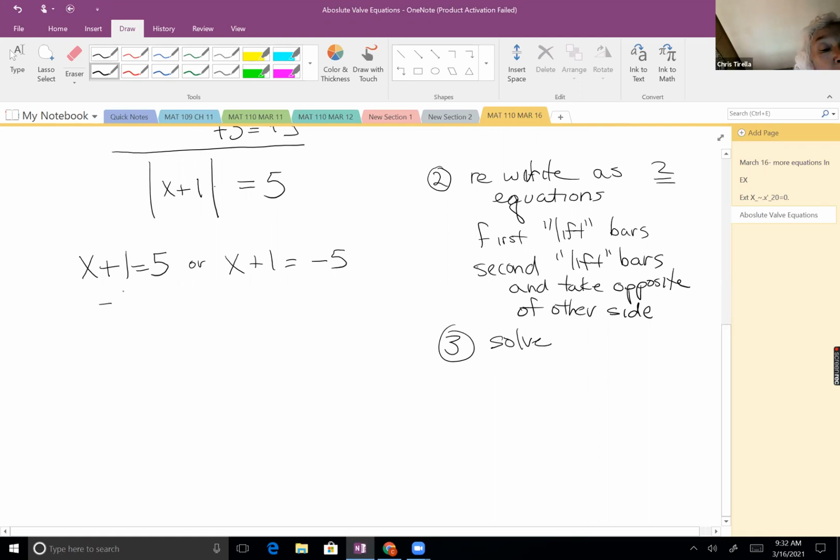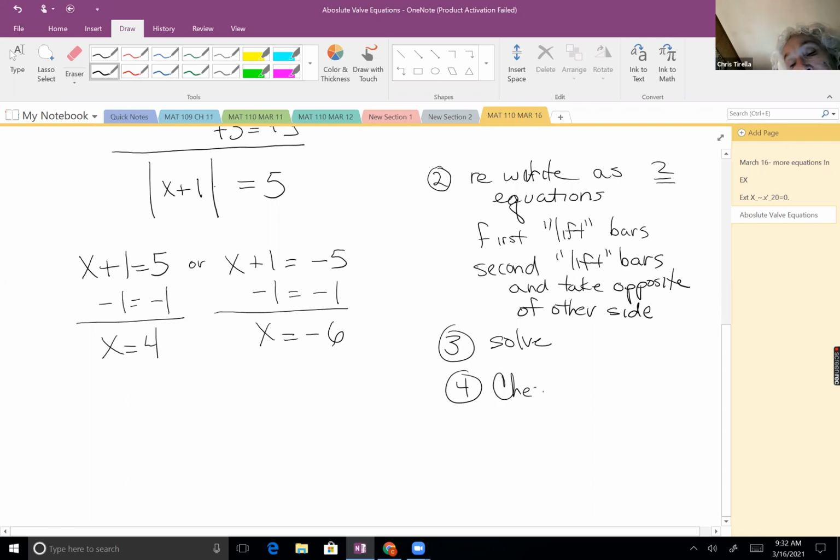So on the first, where I have x plus 1 equals 5, I'll subtract 1 from both sides and get x equals 4. On the second, where I have x plus 1 equals -5, I'll subtract 1 from both sides and get x equals -6. And with these, we want to check all our solutions in the original.